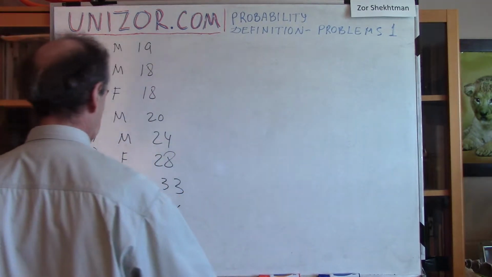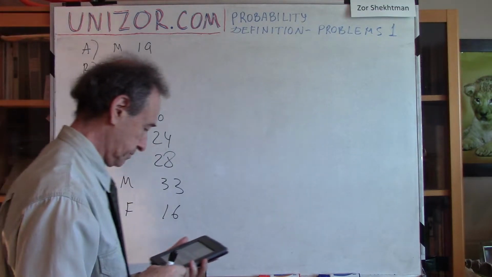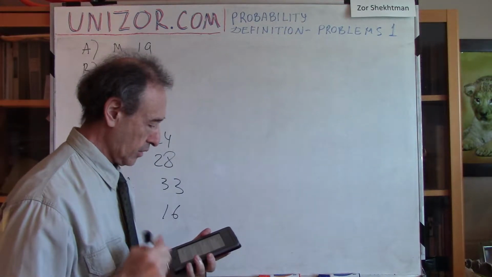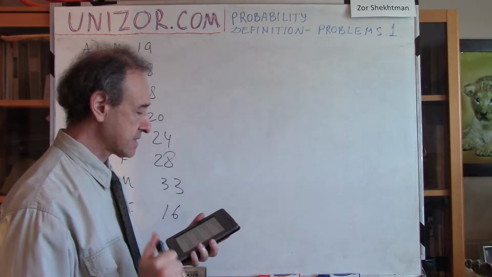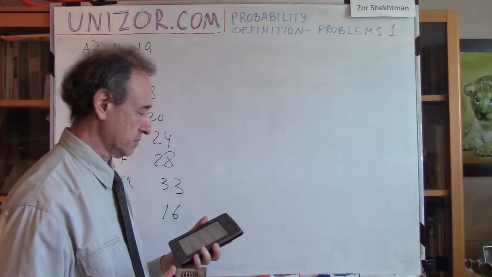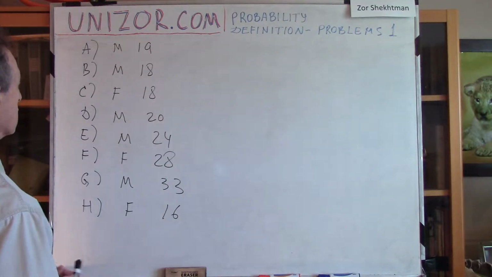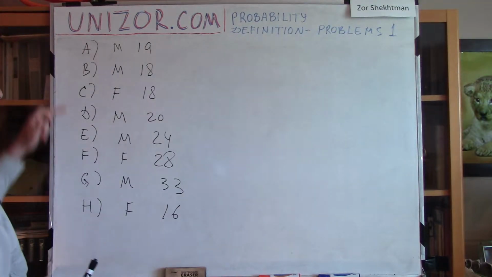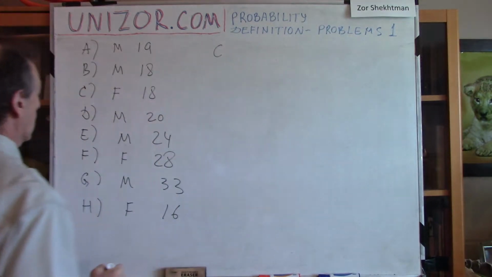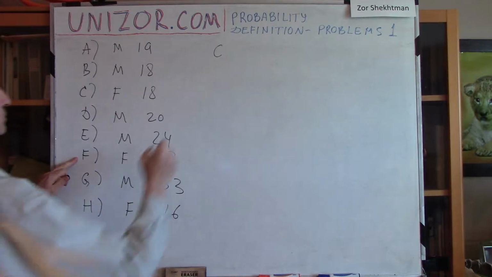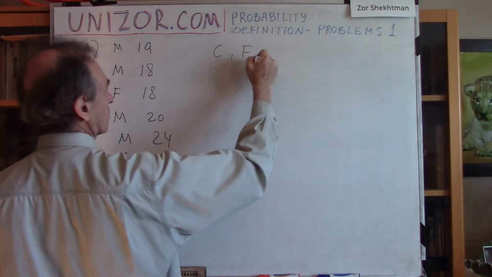All right. Next problem. What is the subset that represents the event randomly selected person is a female, and what is the measure of its probability? All right, females. Okay, what are the females we are talking about? This is a female, which is C. This is the female, which is F. And this is the female, which is H.